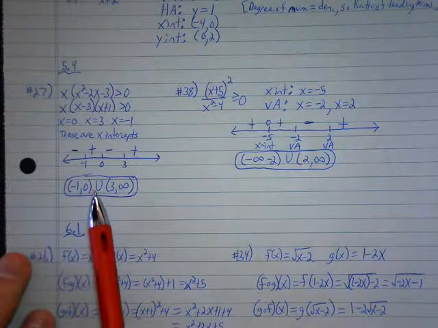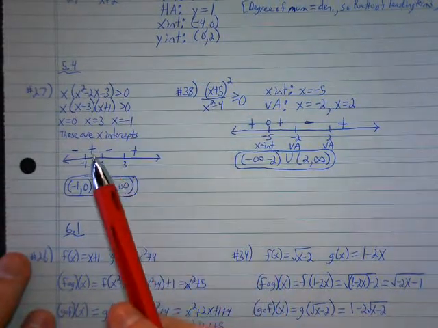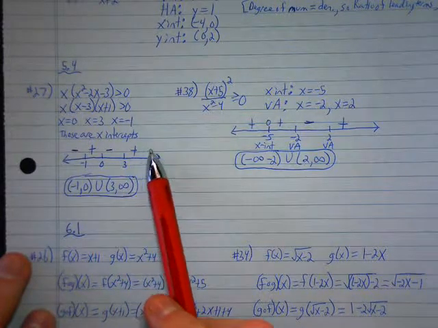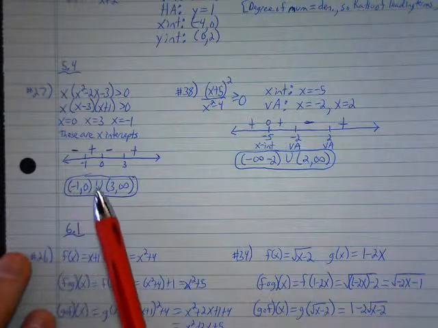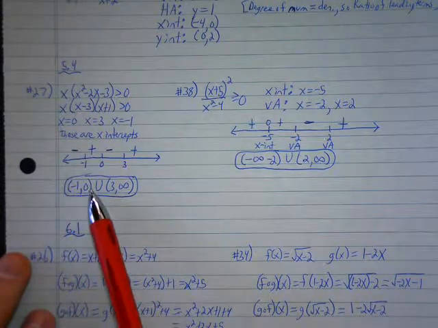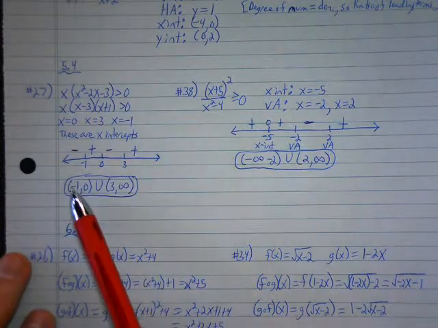So then you write your solution. Where are we greater than 0 means positive. So between -1 and 0, and to the right of 3. Now notice there are parentheses, because the x-intercepts, where you equaled 0, that's not a greater than or equal to 0, so it's parentheses rather than a bracket.